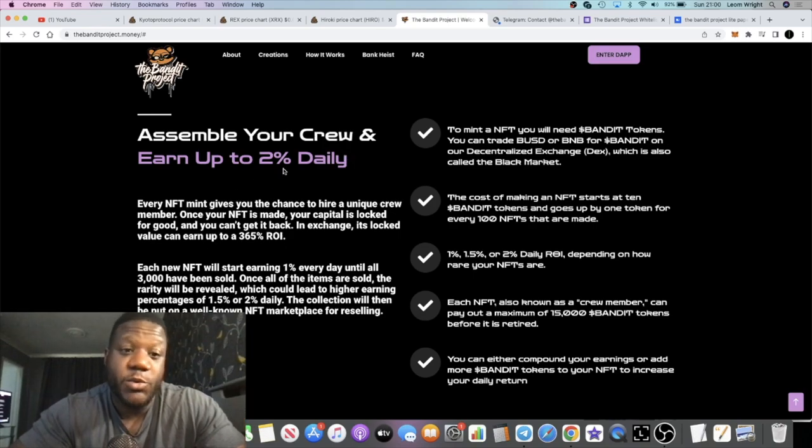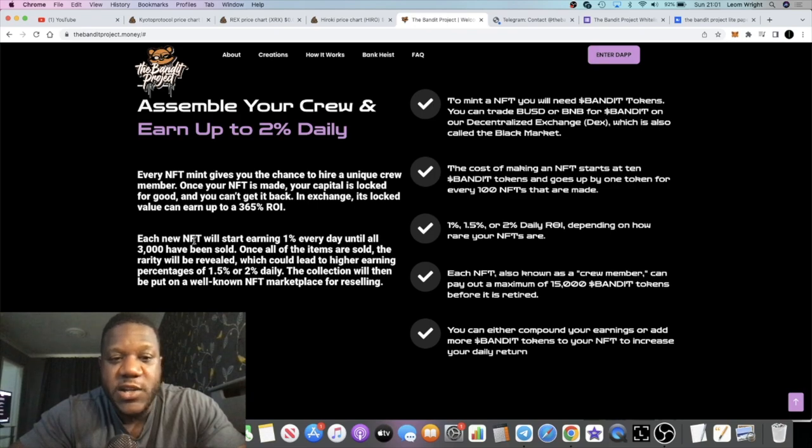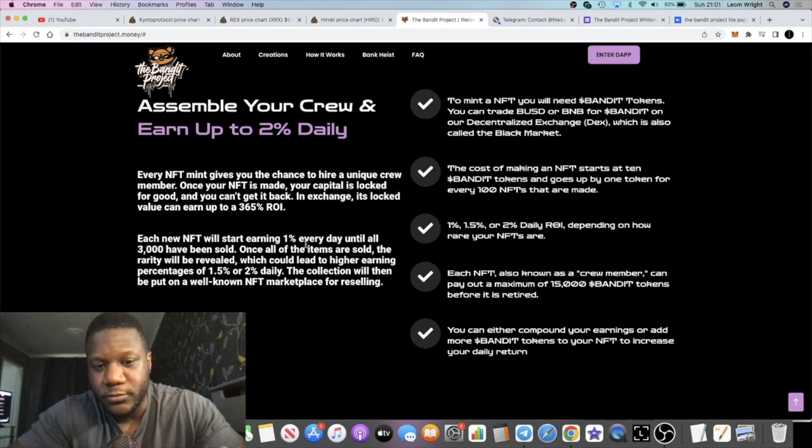All right, guys, but this one gives you up to 2% daily. Each new NFT will start earning 1% every day until all 3,000 have been sold. So it starts off at 1%. Once all the items are sold, the rarity will be revealed, which could lead to a higher earning percentage of 1.5 or 2% daily. The collection will then be put on a well-known NFT marketplace for reselling. So just to clarify, it starts off at 1% until all the NFTs have been minted, and then the rarity is decided and it goes all the way up to 2%. So you get 1%, 1.5% or 2%. You're not really going to know what your rarity is straight away, but straight away you will be earning 1%, which is 365% return on your investment.